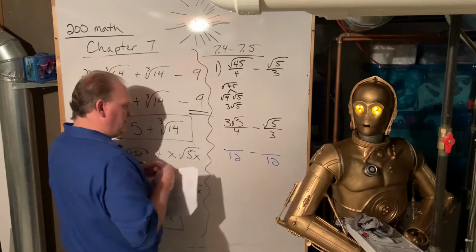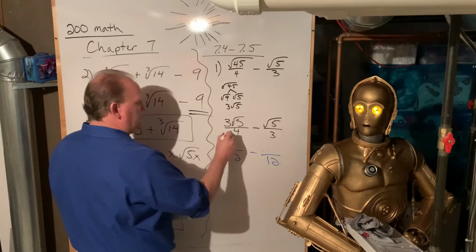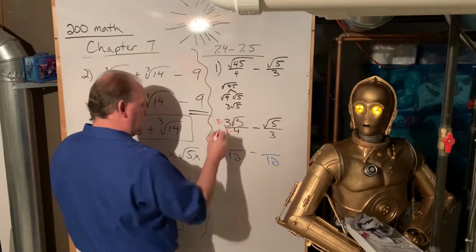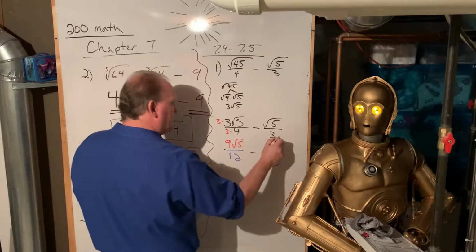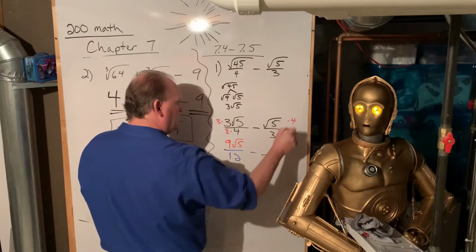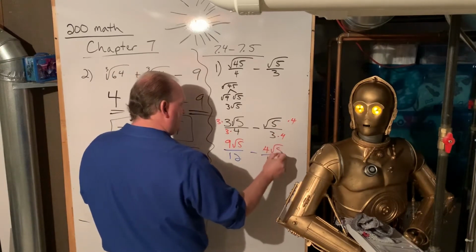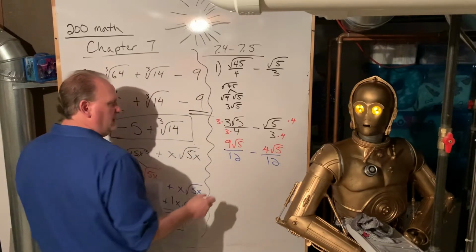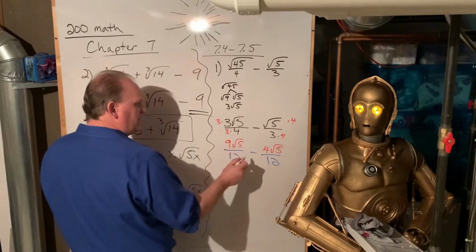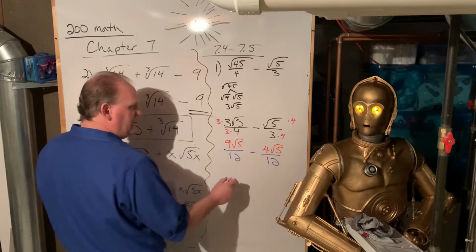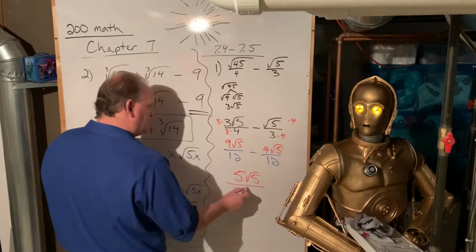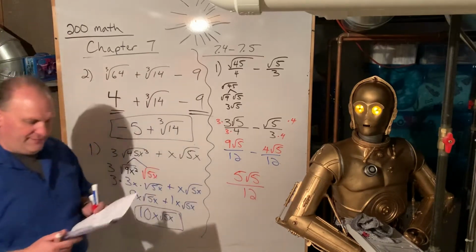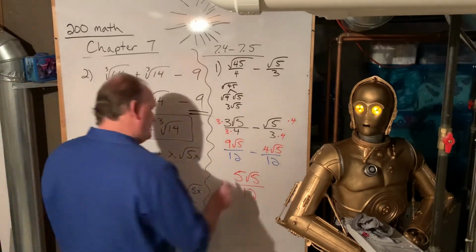And now I kind of work backwards. So this is times 3 top and bottom. So we've got 9 square roots of 5 on the top. This is times 4 top and bottom. 4 square roots of 5 over 12. And so now 9 square roots of 5 minus 4 square roots of 5 is 5 square roots of 5. And it's still all over 12. All right.